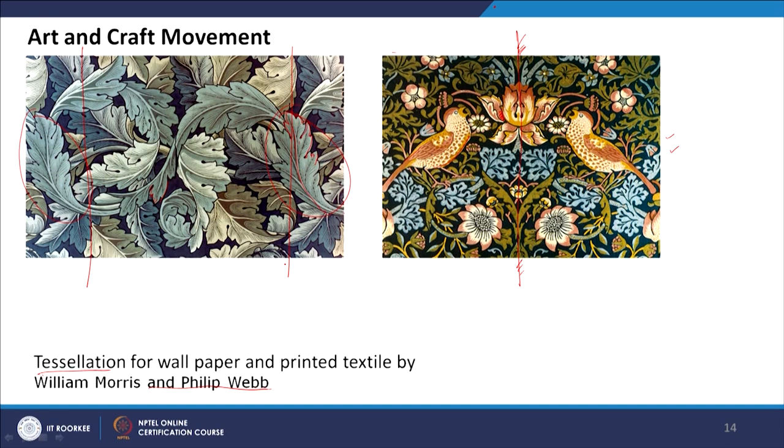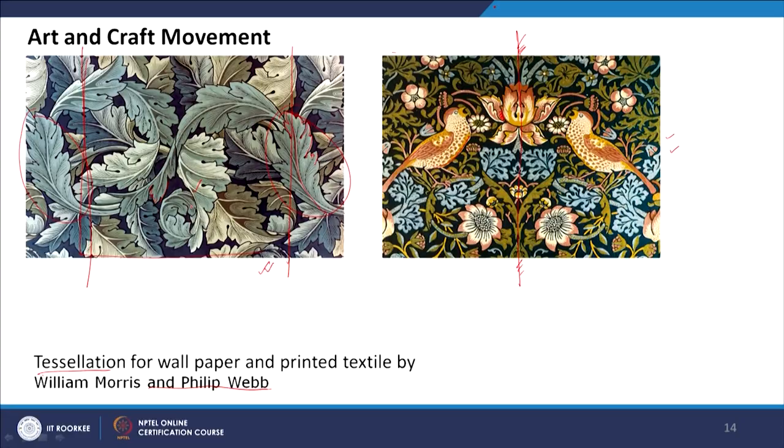So this is hand designed, but it can be printed in a factory, so that it will be a textile design by hand, but it can be printed on textile. So they wanted to compete with the mass production of the machine movement. So they had to go for a process of repetition, but they imbibed the style of hand painting.